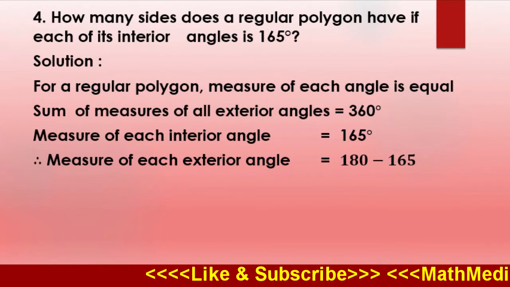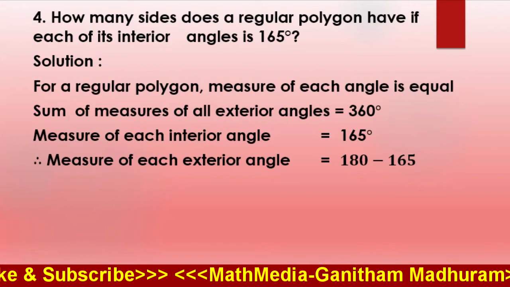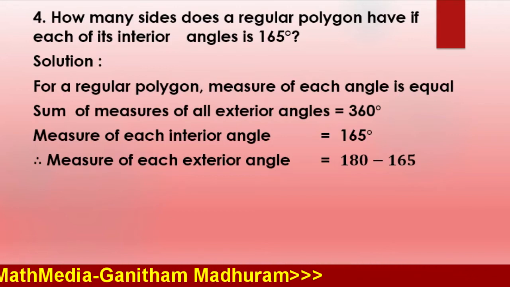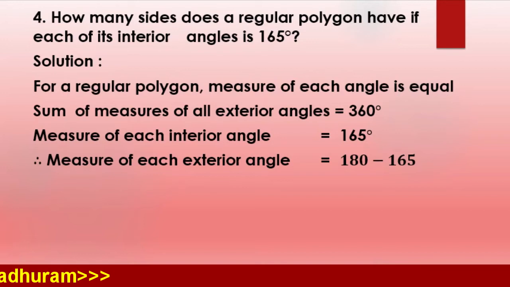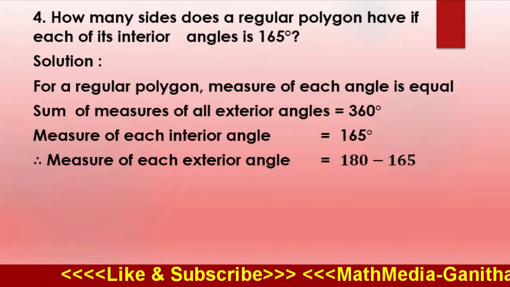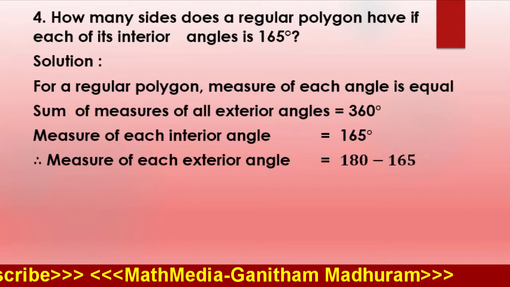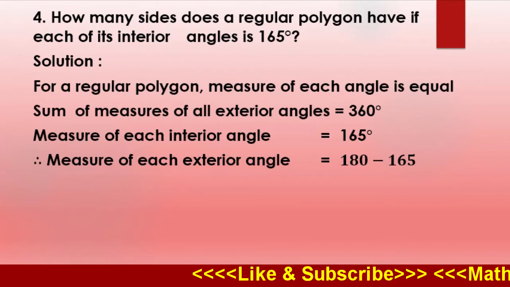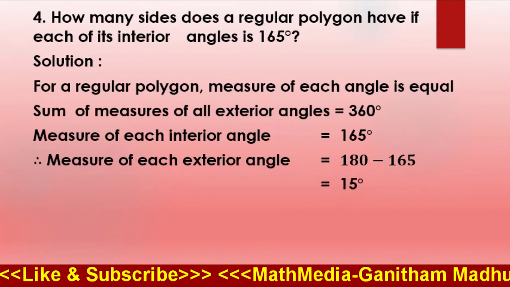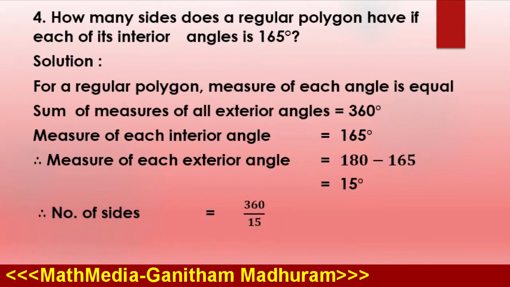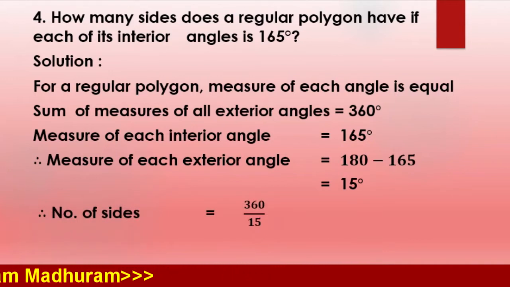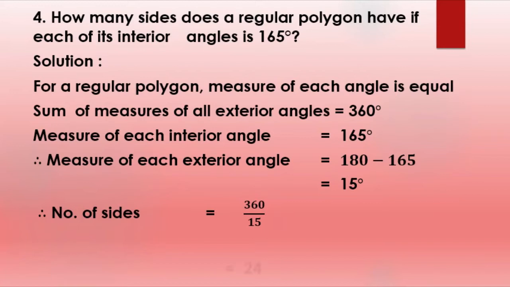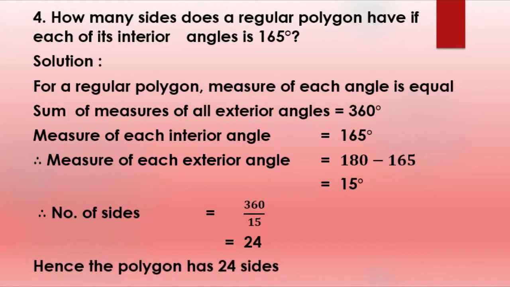Why? Because an interior angle and its corresponding exterior angle of a polygon form a linear pair. The angles in a linear pair are supplementary. So here we get the exterior angle as 180 minus 165 equal to 15 degree. Therefore, the number of sides equals 360 upon 15, that is 24. Hence, the polygon has 24 sides.